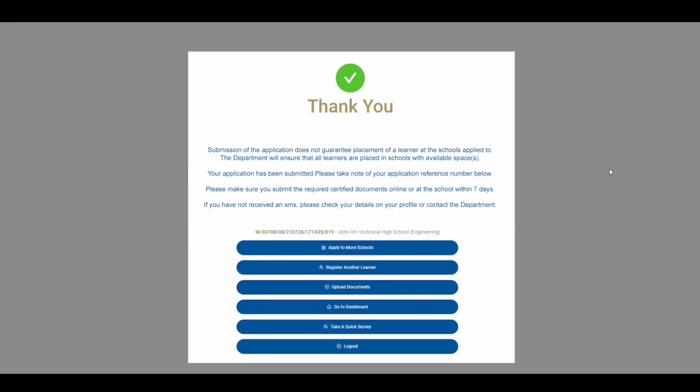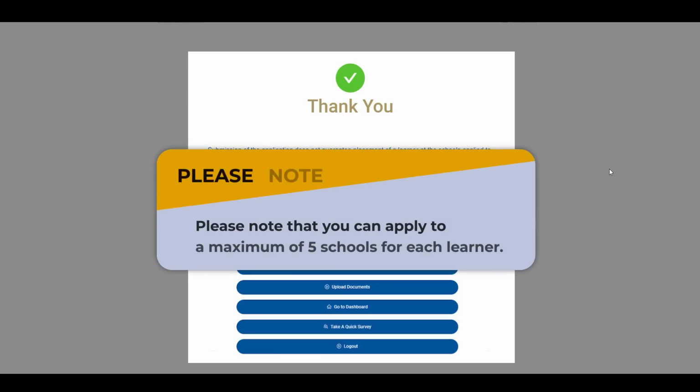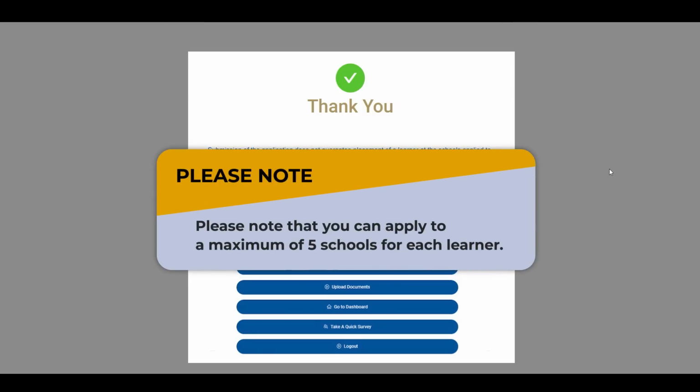After submitting the application, you have the option to apply to more schools, register another learner, upload documents, go to the dashboard, take a quick survey, or to log out. Please note that you can apply to a maximum of 5 schools for each learner.